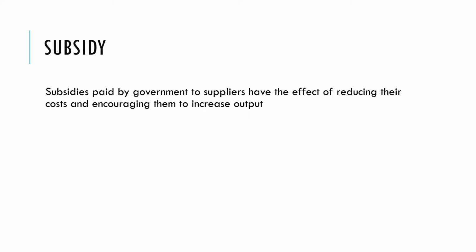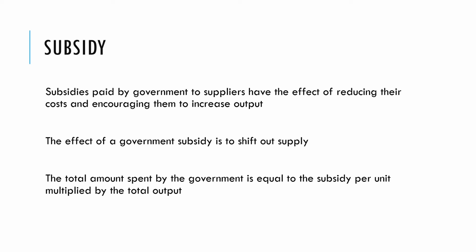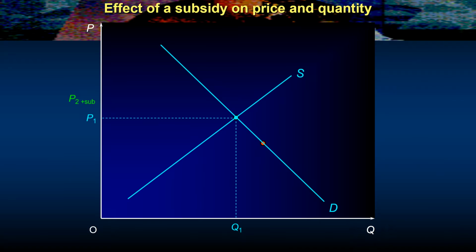A subsidy is money paid by a government to a supplier, and it has the effect of reducing their costs and encouraging them to increase output. The effect of a government subsidy is to shift out supply, so the supply curve will shift to the right. The total amount spent by the government is equal to the subsidy per unit multiplied by the total output. So let's have a look at some examples.